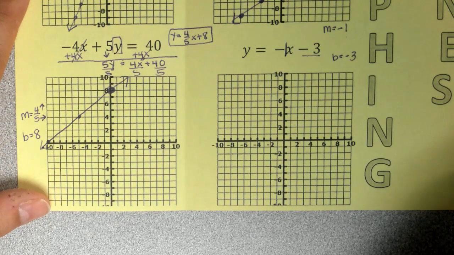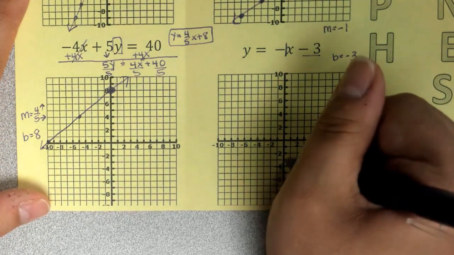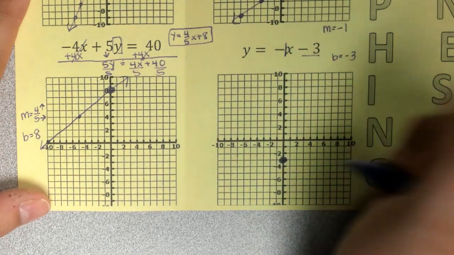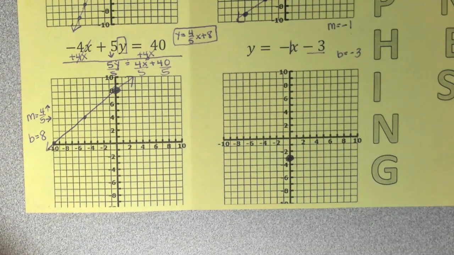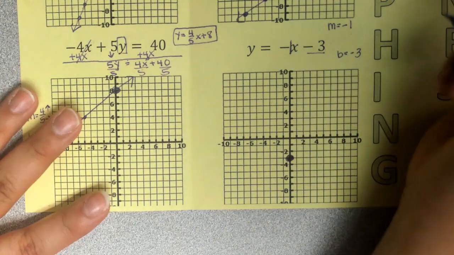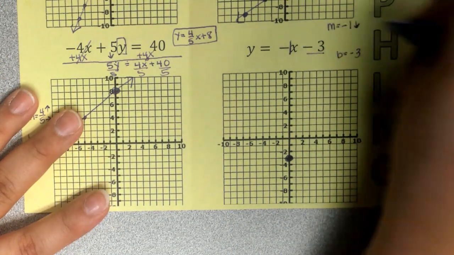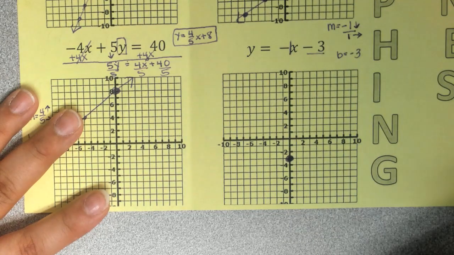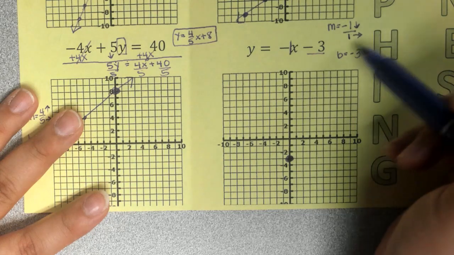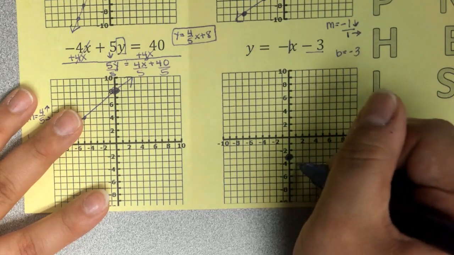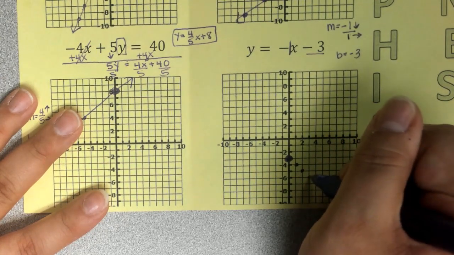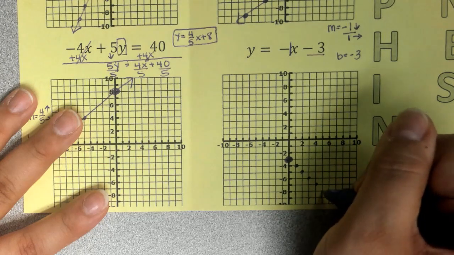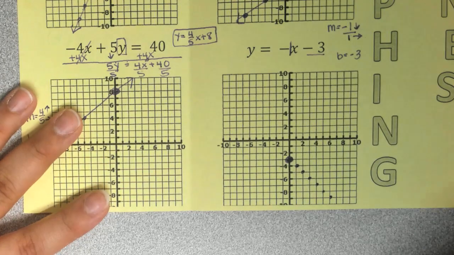Where do I begin? -3. And here's where everybody messes up. How am I going to move? Down 1 over, we always put it over 1. Right. You're still going to go to the right. What a lot of people do is they go down 1 left. Go down and right. Down 1, right 1. Down 1, right 1.